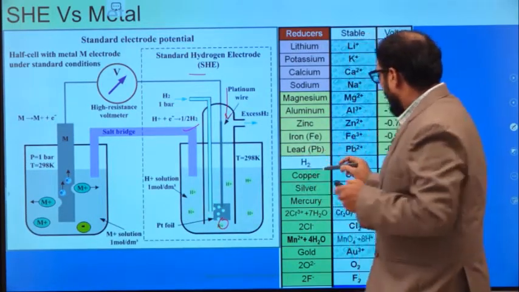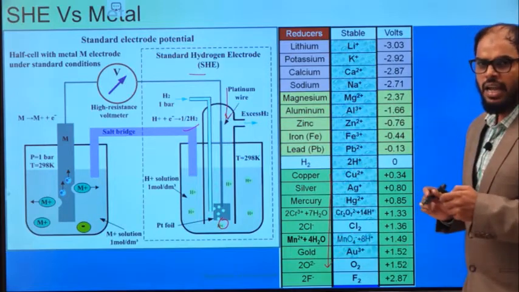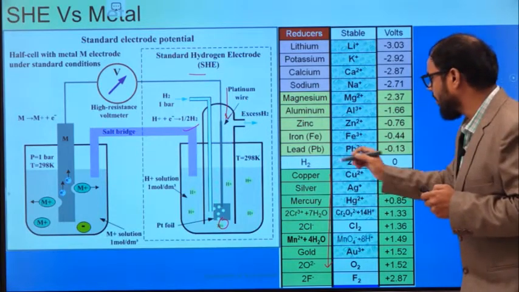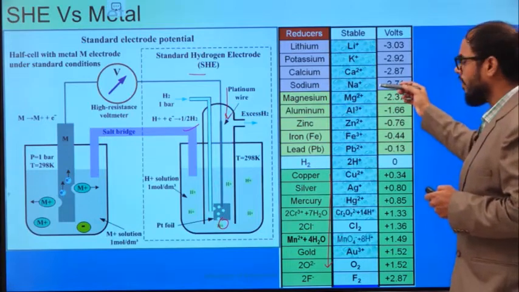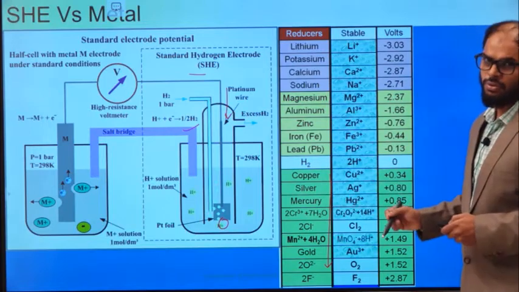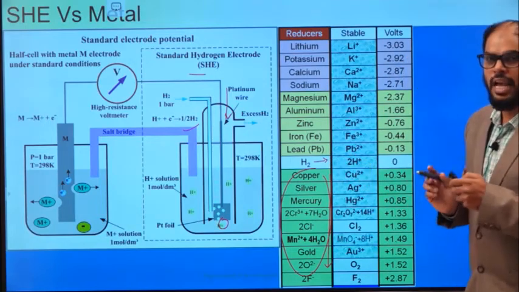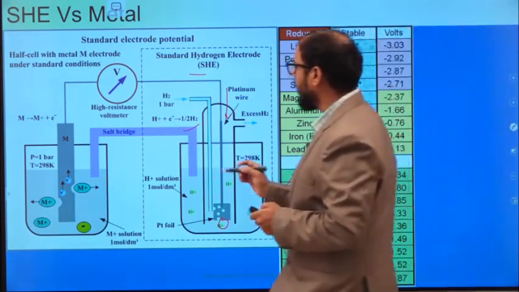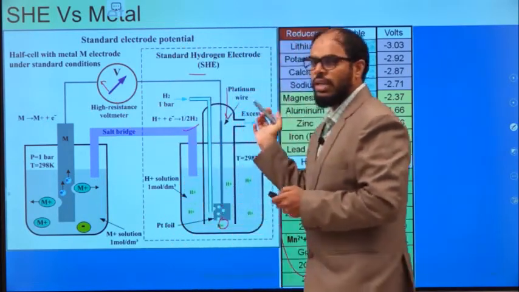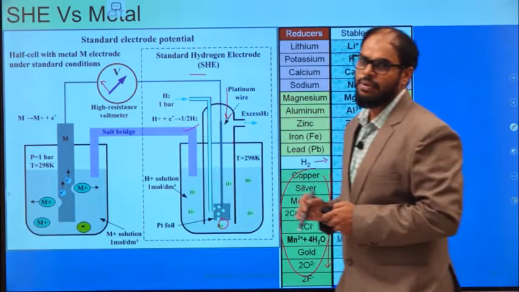We have elements which are placed below hydrogen, and these act as cathode with reference to SHE. The elements placed above hydrogen act as anode, and the elements placed below hydrogen act as cathode. When these elements act as a cathode, the SHE electrode will act as an anode. In such a case, the deflection of the voltmeter will be towards the side where the SHE electrode releases electrons and the other electrode accepts electrons.